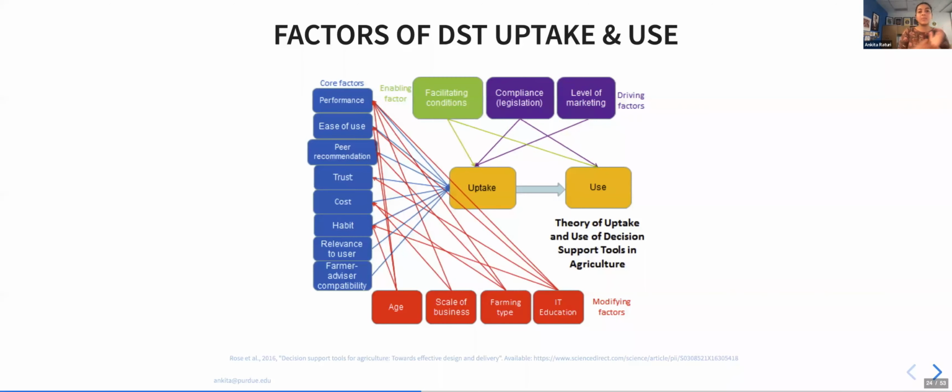So I'll give you a little bit around sort of theory of decision support tools, just because I really love the work that is out there by some of my peers. And this is a model on decision support tool uptake and ultimately use. It's a result of a survey of British farmers and advisors around their use of DSTs. And this graph talks about some of the core factors, including trust, including relationship between farmers and advisors, some of these very social issues that actually influence technology adoption.